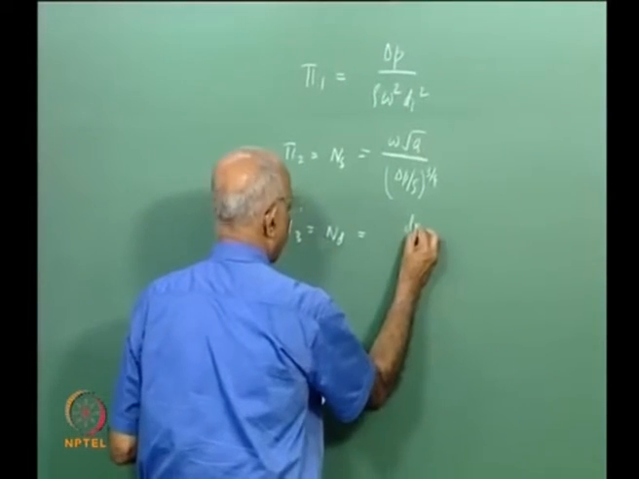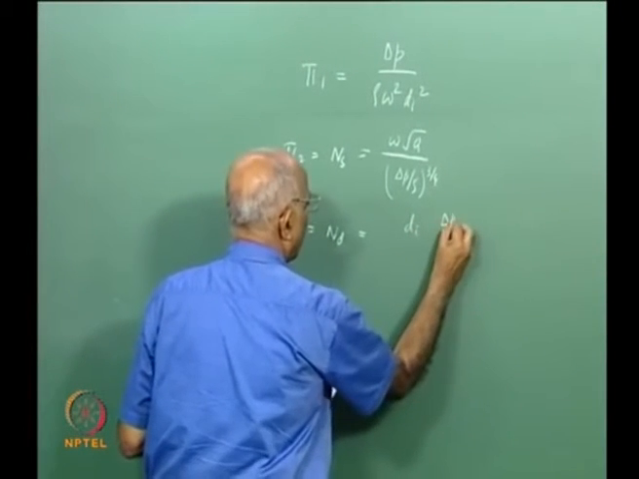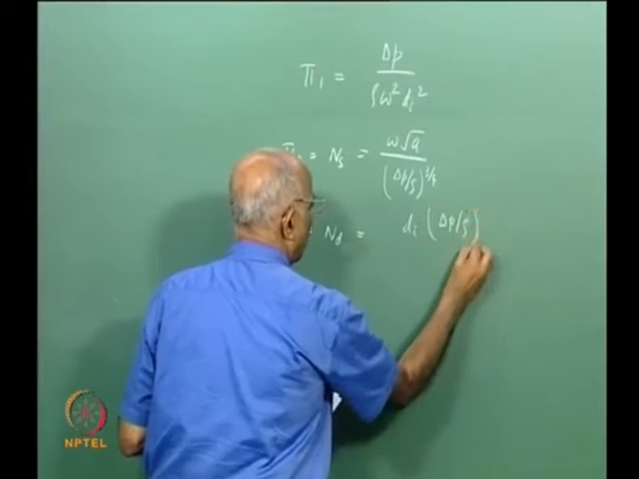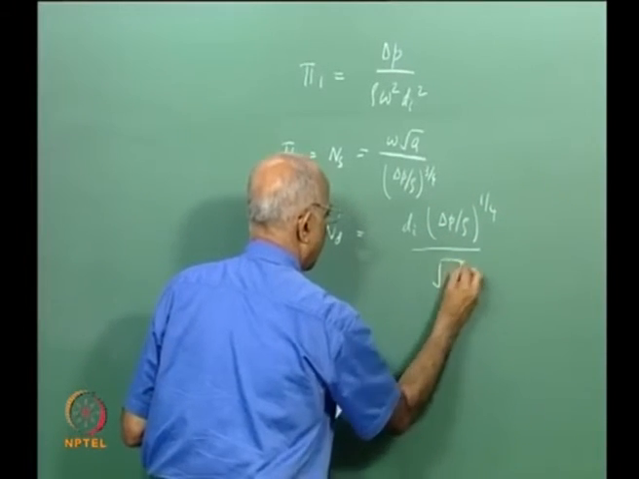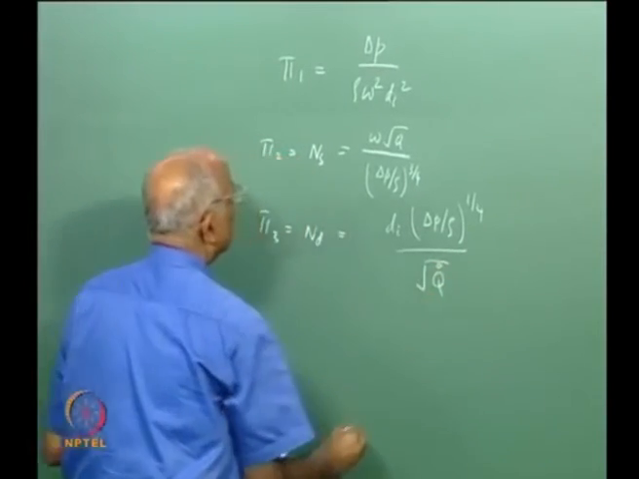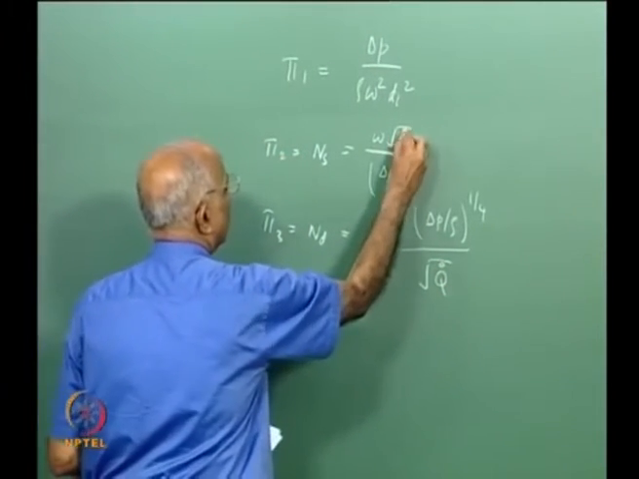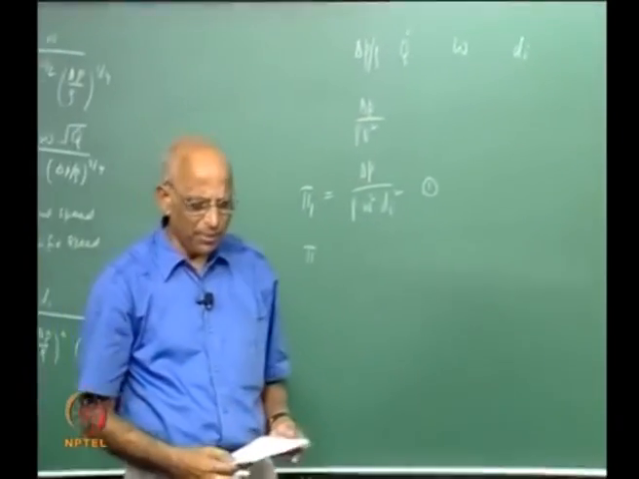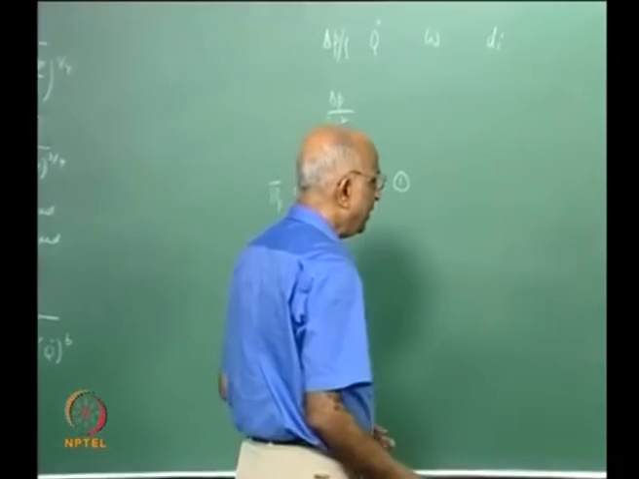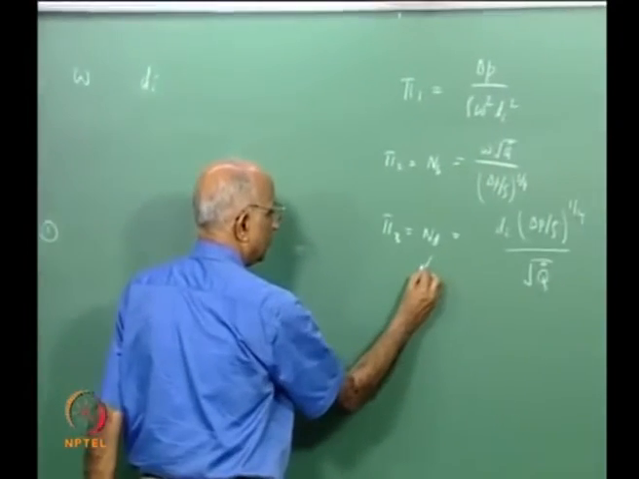di into delta p by rho to the power 1 by 4 divided by under root q dot, the flow rate. Well, these are the three non-dimensional parameters, and we call the last one ND or specific diameter.